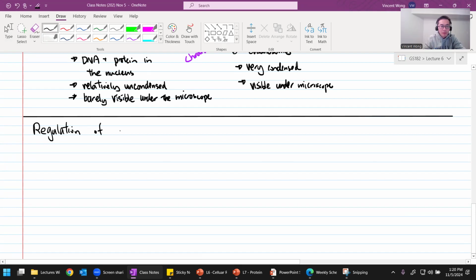Regulation of cell cycle. Okay, so we have two kinds of things here. I'm just going to use red and green here. So we have the growth promoter. Sorry, I call them growth factors. Same thing. Growth factors. And here we have the growth inhibitors.